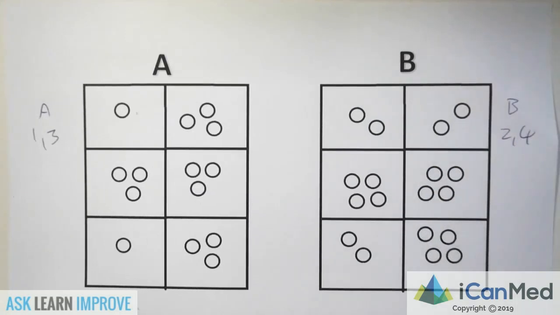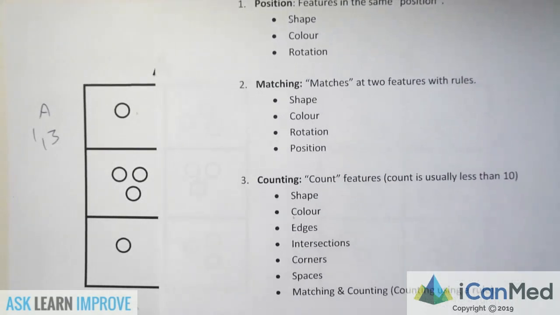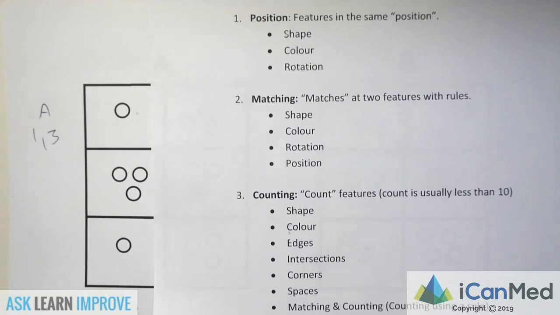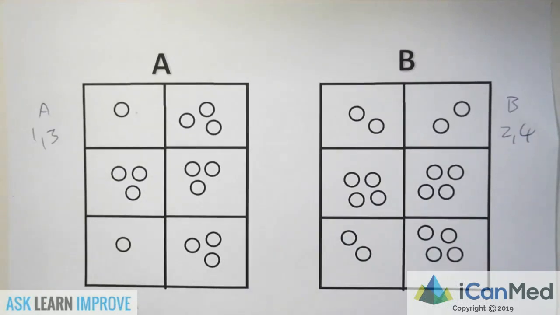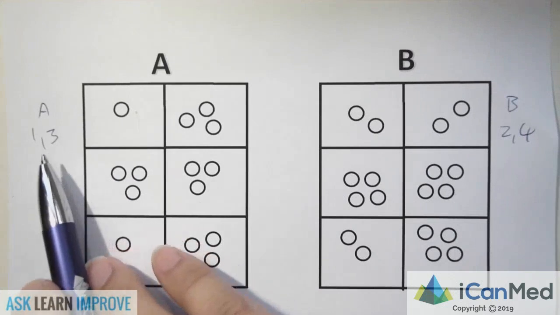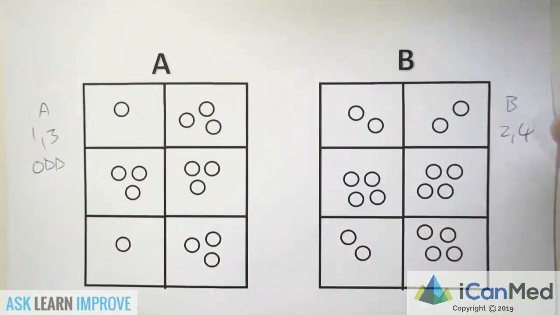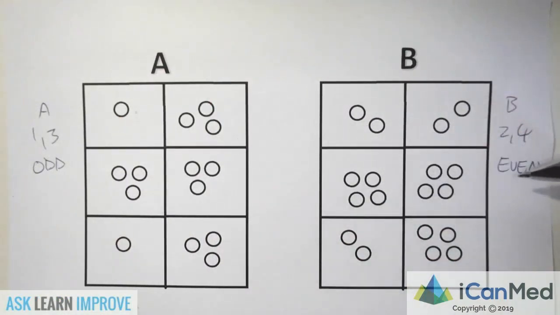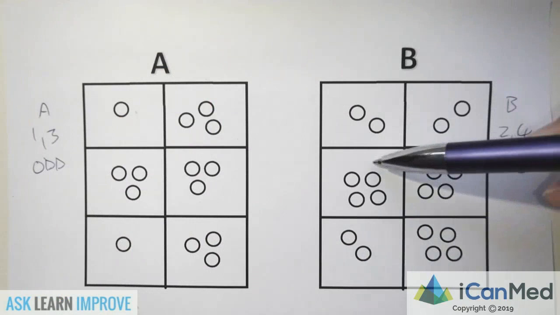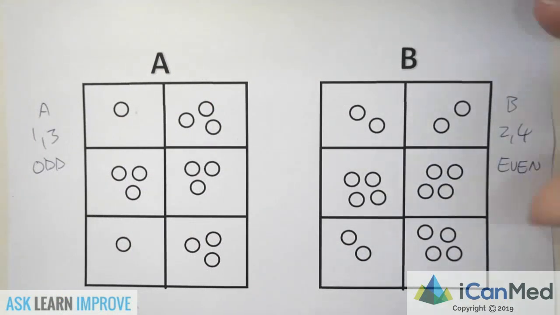Now remember, it's not just shape that you can count, but colors, edges, intersections, corners, spaces. Lots of anything you can count may form a pattern. Now one thing to take note of is sometimes UCAT doesn't just say this is strictly 1 and 3, but they like to use odd and evens. So that's another way to represent this information, odd and evens, particularly if you have like one square which has like 6 circles, then it will definitely be odd and even.